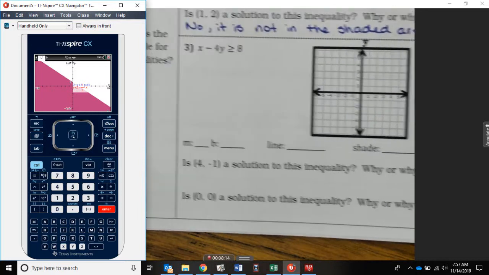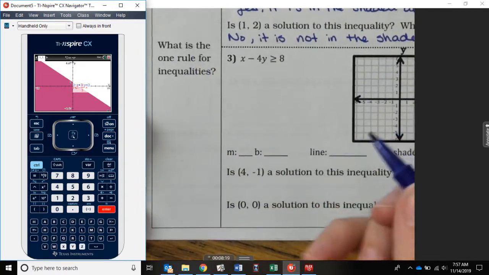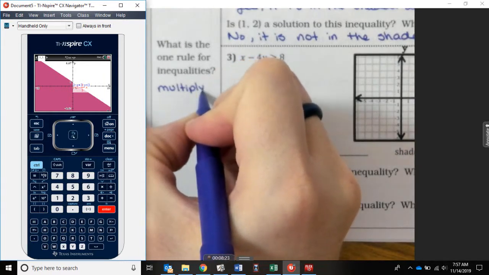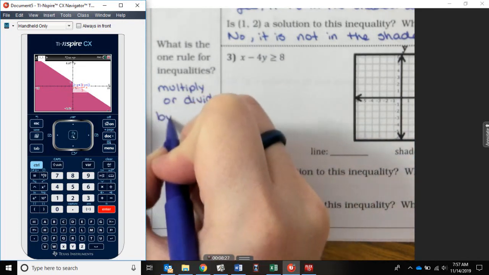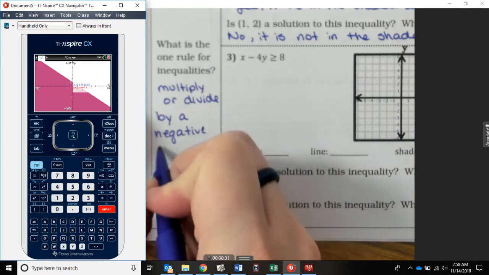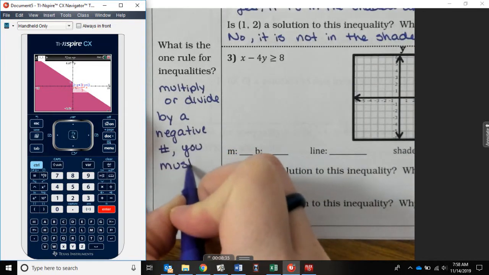All right, number 3. So I have a little hint over here. What is the one rule for inequalities? And that is if you multiply or divide by a negative number, you must flip the inequality sign.